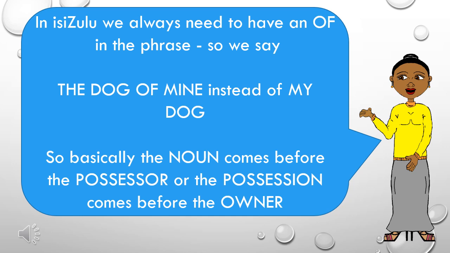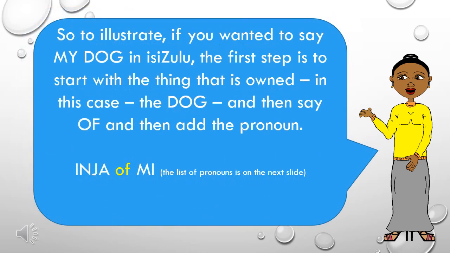in the phrase. So to illustrate, if you wanted to say my dog in isiZulu, the first step is to start with the thing that is owned, in this case the dog, and then say of, and then add the pronoun. So inja of me. The list of pronouns is on the next slide, and me means my.